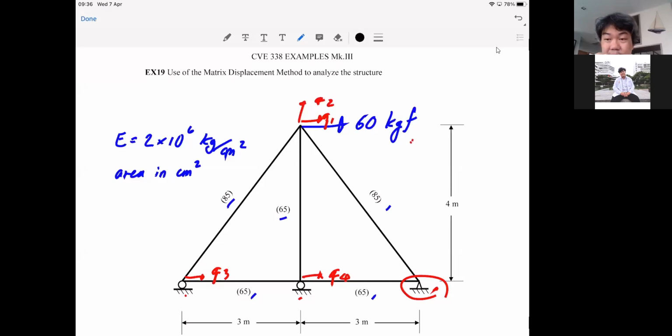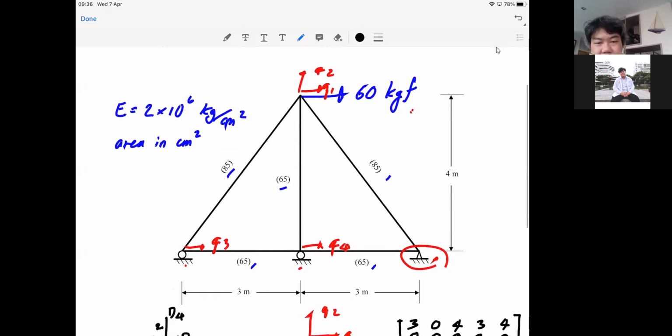All right, now the record is on. So let us revisit the problem. This is the problem that we started off last week. We already identified that we have 4 degrees of freedom, Q1 and Q2 at the top, and then Q3 and then Q4, at the 2 rollers.